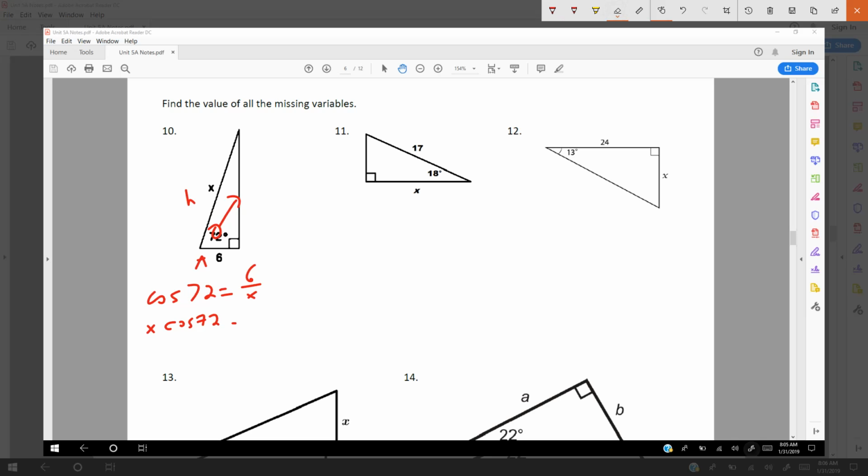Where's my eraser? Where's my eraser? Erase. Stroke eraser. There we go.